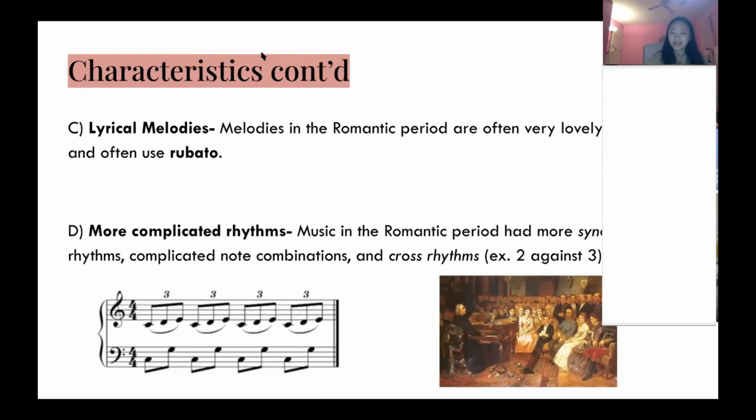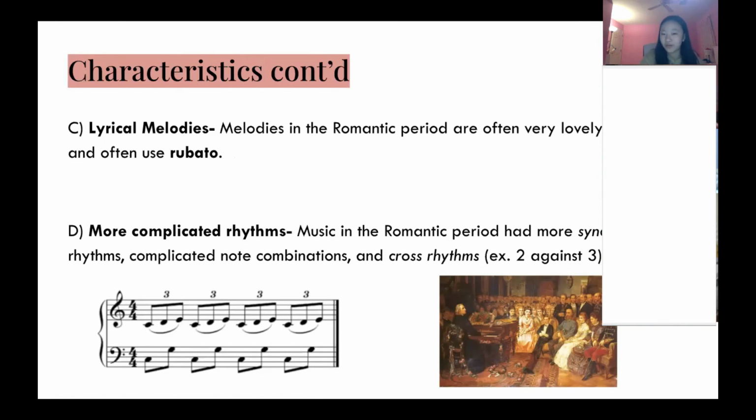Okay, and then C is lyrical melodies. So melodies were often very lovely and singing and often use rubato. Rubato just means you'll slow down at certain sections in the music, and you'll find that if you play piano or violin, actually anything, and you're playing Mozart, you're typically not gonna slow down suddenly. But if you're playing Chopin or something, your teacher might tell you, oh, take it slower here, and show more expression. So that's basically rubato.